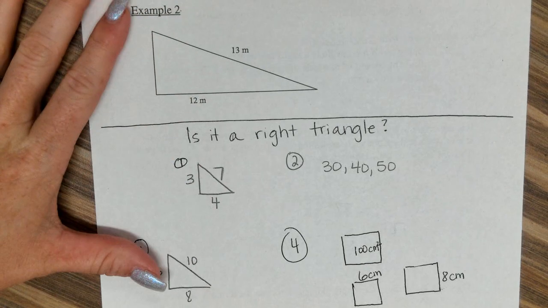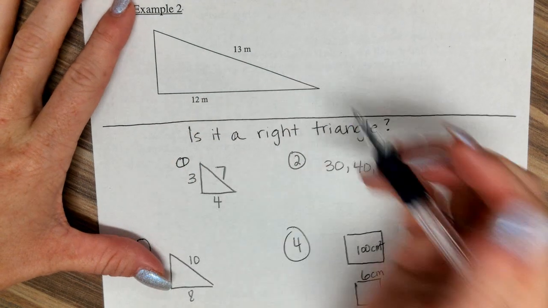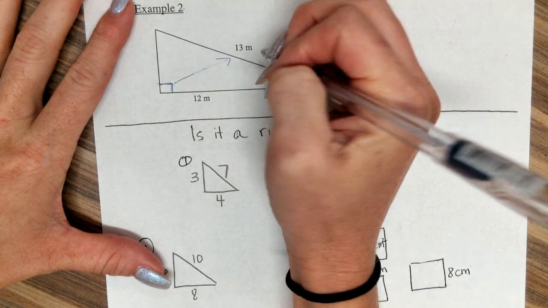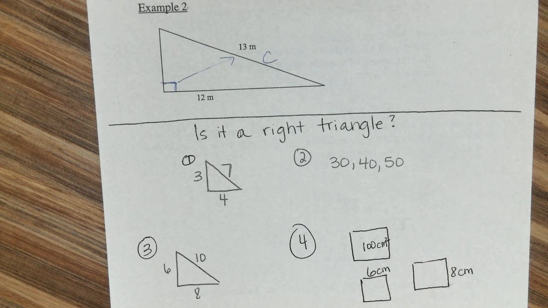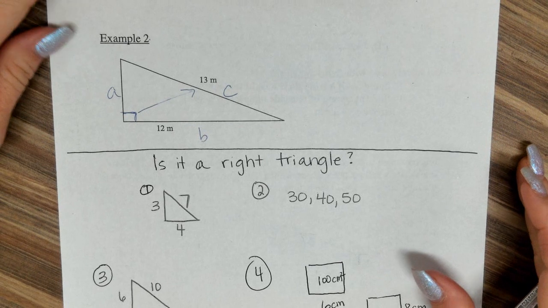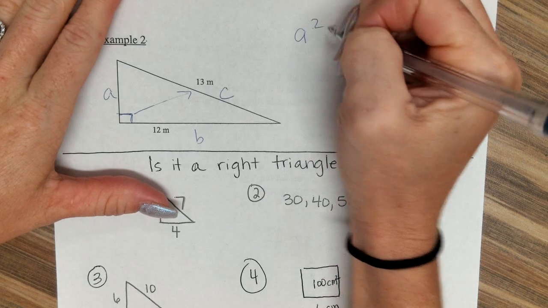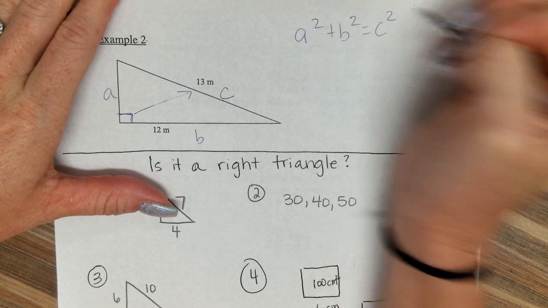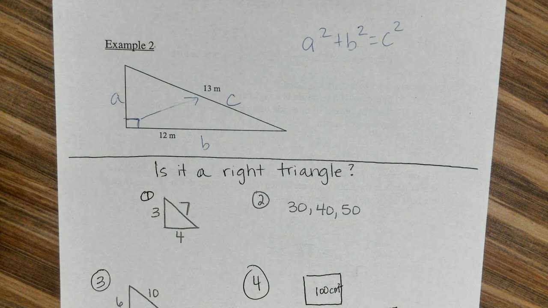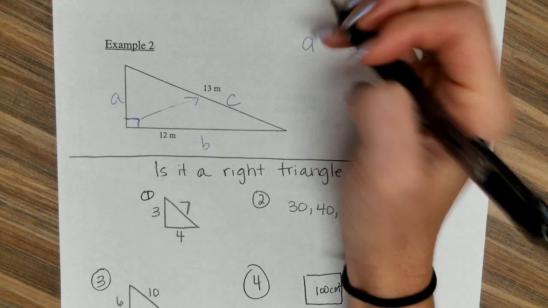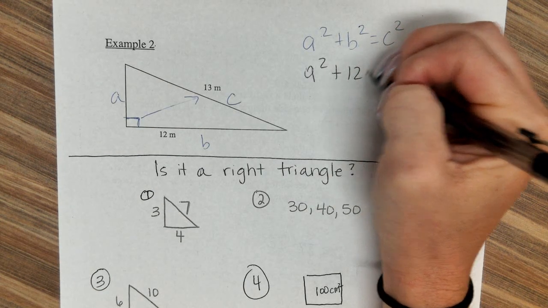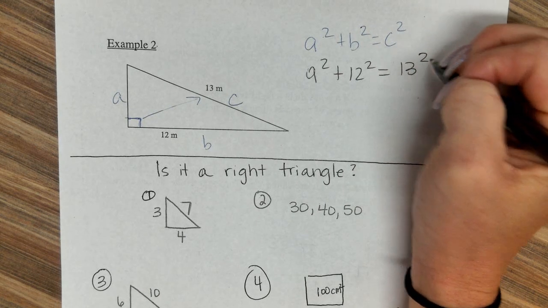Everybody find the right angle. Did everybody find it? The side across from the right angle has to be side c. Okay, label the other two a and b. And then write your formula: a squared plus b squared equals c squared. And then fill in what you know. So I don't know a, so I say a squared, plus, I do know b is 12 squared, equals 13 squared.